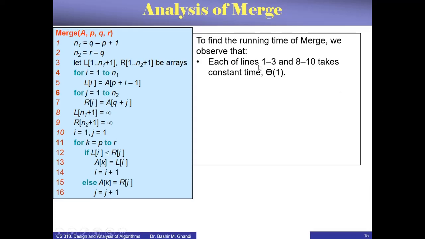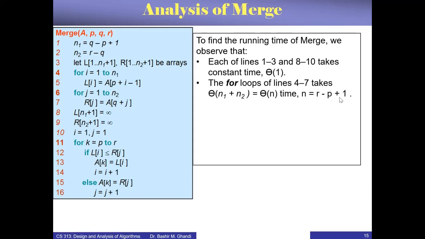So to find the running time of merge, we observe that each of lines 1 to 3 and lines 8 to 10 takes constant time, and there is no loop involved in these lines. This is just assignment, and creating two arrays. Similarly, line 8 is just assignment. So these are all constant operations. There is no loop that depends on the size of the input in these statements. So we can clearly say the cost of these 6 lines is constant, or we can say it is theta of 1.